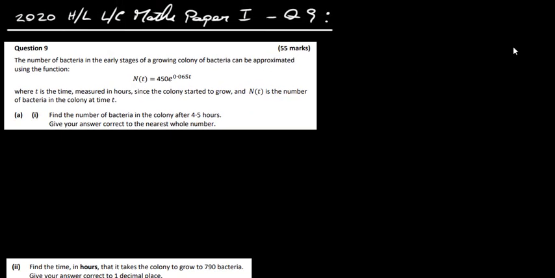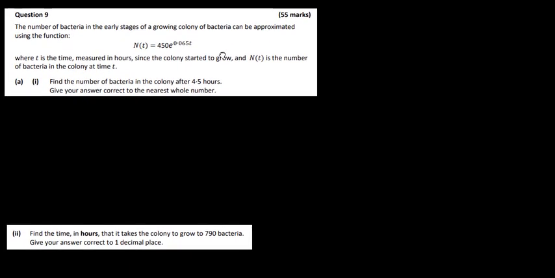Okay, so now let's have a look at the 2020 Higher Level Leaving Cert Maths Paper 1, question 9. The number of bacteria in the early stages of a growing colony of bacteria can be approximated using the function n of t is equal to 450 e to the power of 0.065 t, where t is the time measured in hours since the colony started to grow, and n of t is the number of bacteria in the colony at time t. Find the number of bacteria in the colony after 4.5 hours. Give your answer correct to the nearest whole number.